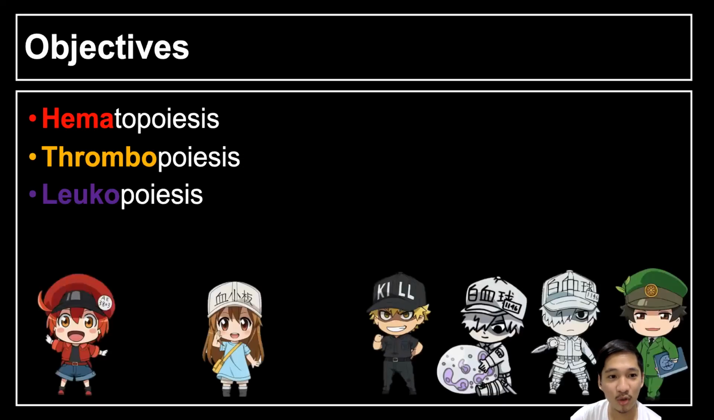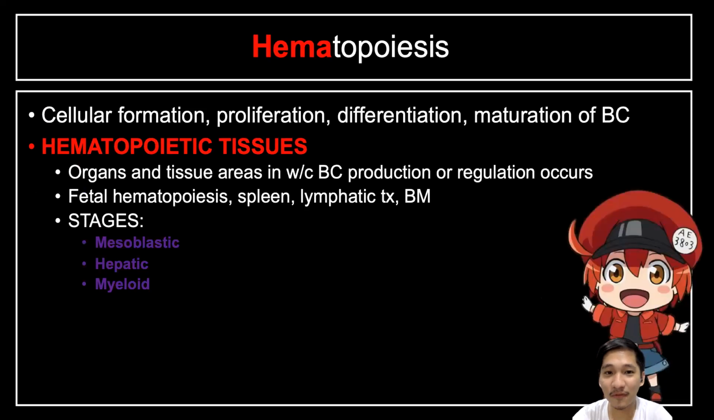So here are our objectives: to know and determine what is hematopoiesis and erythropoiesis. Next would be thrombopoiesis and lastly leukopoiesis. So let's first discuss hematopoiesis in general. We mentioned earlier that it is the cellular formation, proliferation, differentiation, and maturation of blood cells.